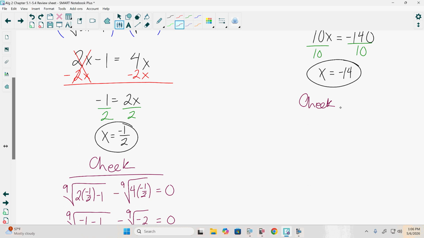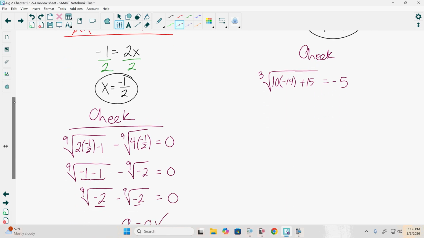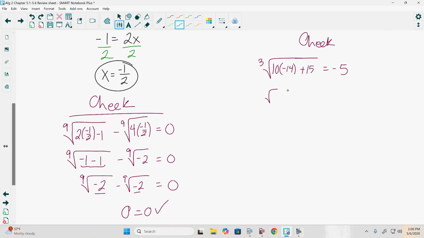If it told us to check, cube root of 10 times negative 14 plus 15 equals negative 5. Ten times negative 14 would be negative 140. Negative 140 plus 15 is negative 125. That is indeed negative 5. Negative 5 is indeed equal to negative 5.